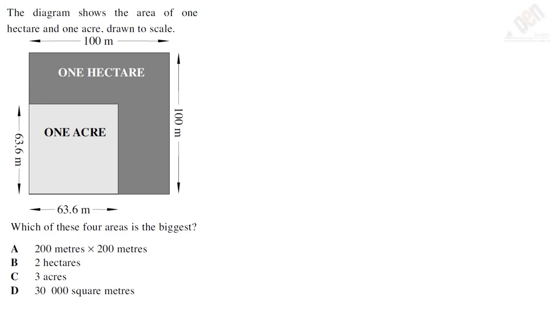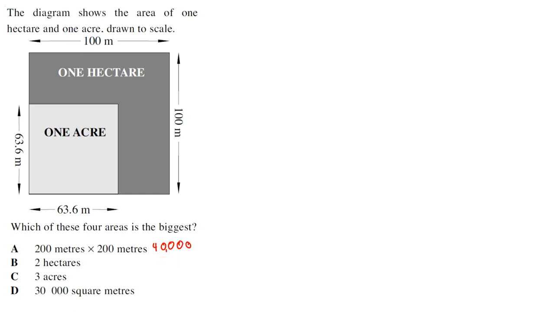The diagram shows the area of 1 hectare and 1 acre drawn to scale. Which of these four areas is the biggest? We need to calculate or convert each of these to the number of square meters that each of these areas is. Now 200 meters by 200 meters, we have to do 200 times 200, is 40,400 times 100, so 40,000 meters squared, that is.